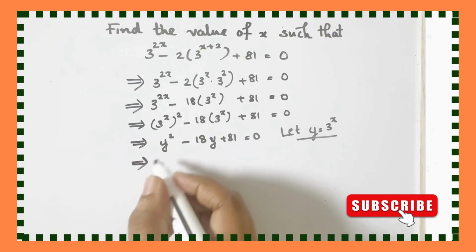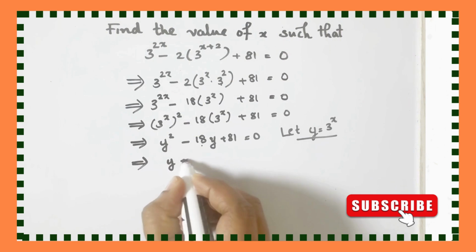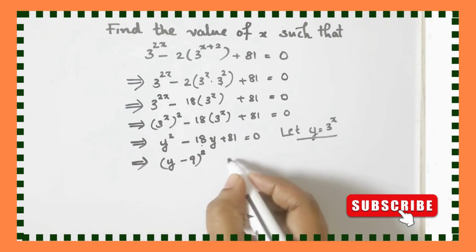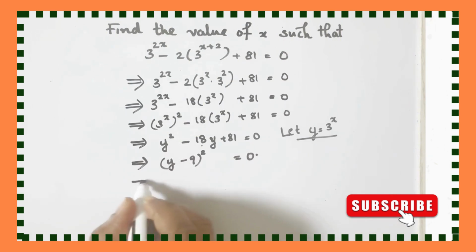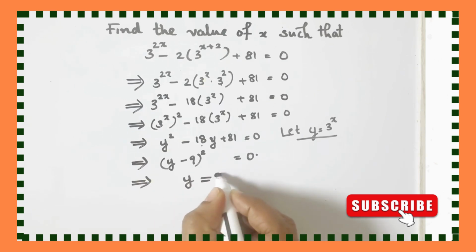This is a quadratic equation in the form of a square minus 2ab plus b square. Here a is y, b equal to 9. Therefore y minus 9 whole square equal to 0. That means y is equal to 9.